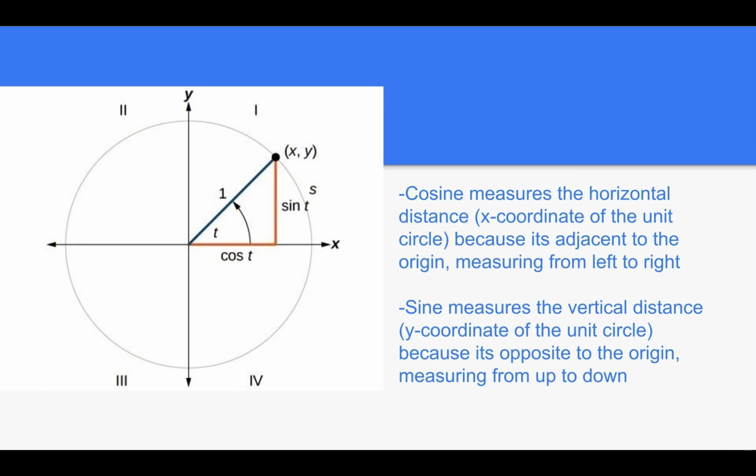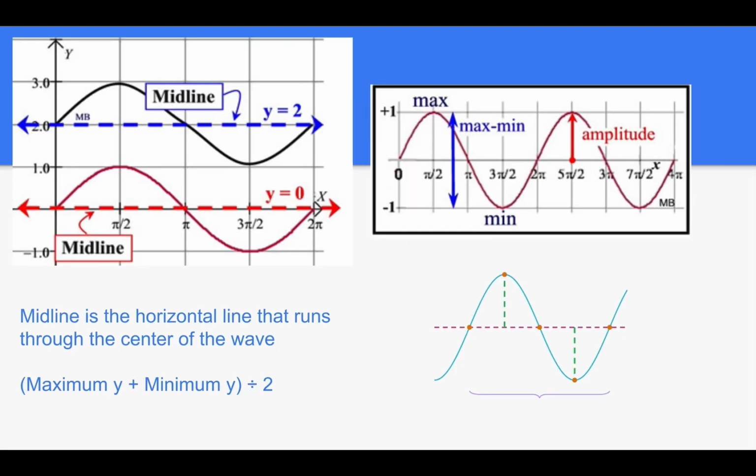But then sine measures the vertical distance, so the y-coordinate of the unit circle, because it's opposite to the origin, measuring from up to down. So in geometry, sine is the SO part of SOHCAHTOA, which is opposite over hypotenuse. And when you think of opposite, just think of across from the origin. So across from the origin is the vertical line that reaches the 90 degrees. And that's the vertical distance. That's like the y-coordinate.